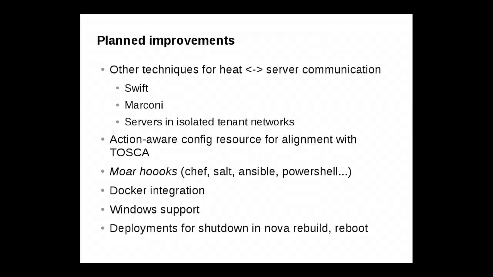But there's the odd thing that we will be doing in Juno on Heat itself. Be looking at other techniques for communication between Heat and the server, so alternatives to the polling and the signaling that we do currently. We'll be looking at using Swift as our store for the data, so we can take the polling pressure off Heat itself. We can consider looking at using Marconi as the transport to get these messages out to the server and back again. And we need to find a solution for how to get servers in isolated neutron tenants talking back to Heat, which is a problem that any server with an agent on it has. So it would be nice to find a solution that works for everyone.